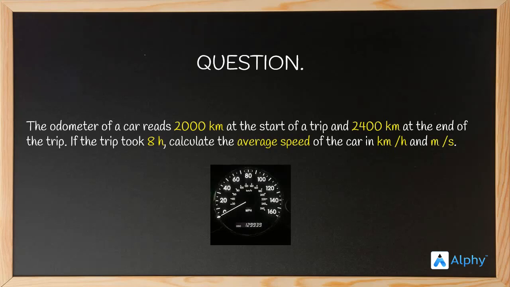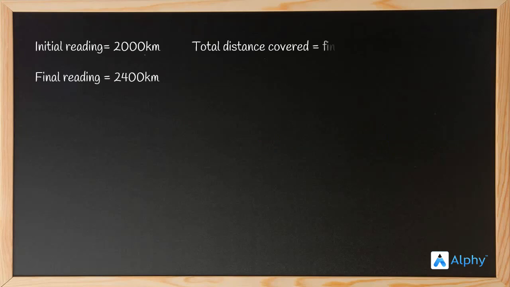Okay, first thing what will we do? We'll take the data. They've given the initial reading to be 2000 kilometers and the final reading to be 2400 kilometers. So from this we can find the distance that the car has traveled. That is the total distance, correct? So total distance covered is final minus initial reading. If we do that, we will have 2400 minus 2000, that is 400 kilometers. Please be very careful when you write the units.